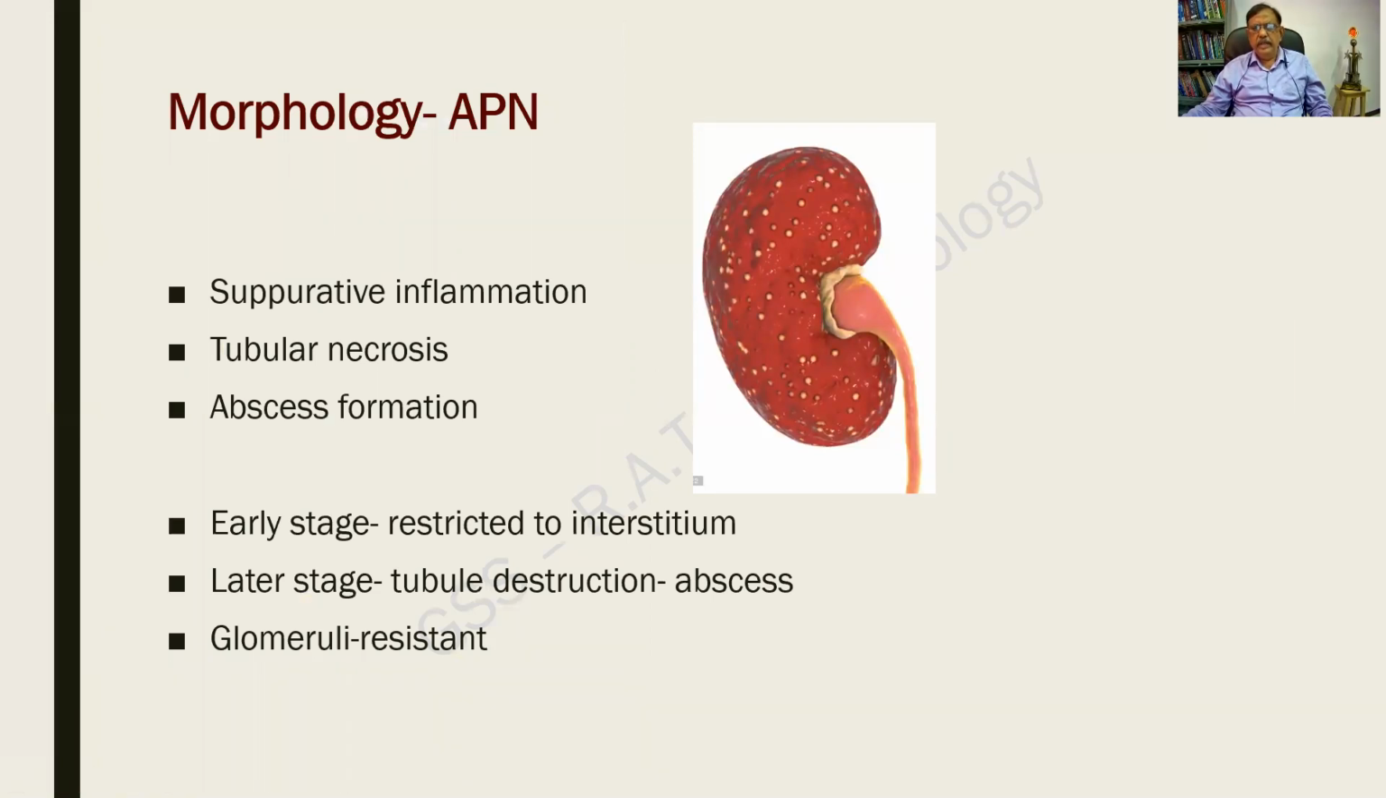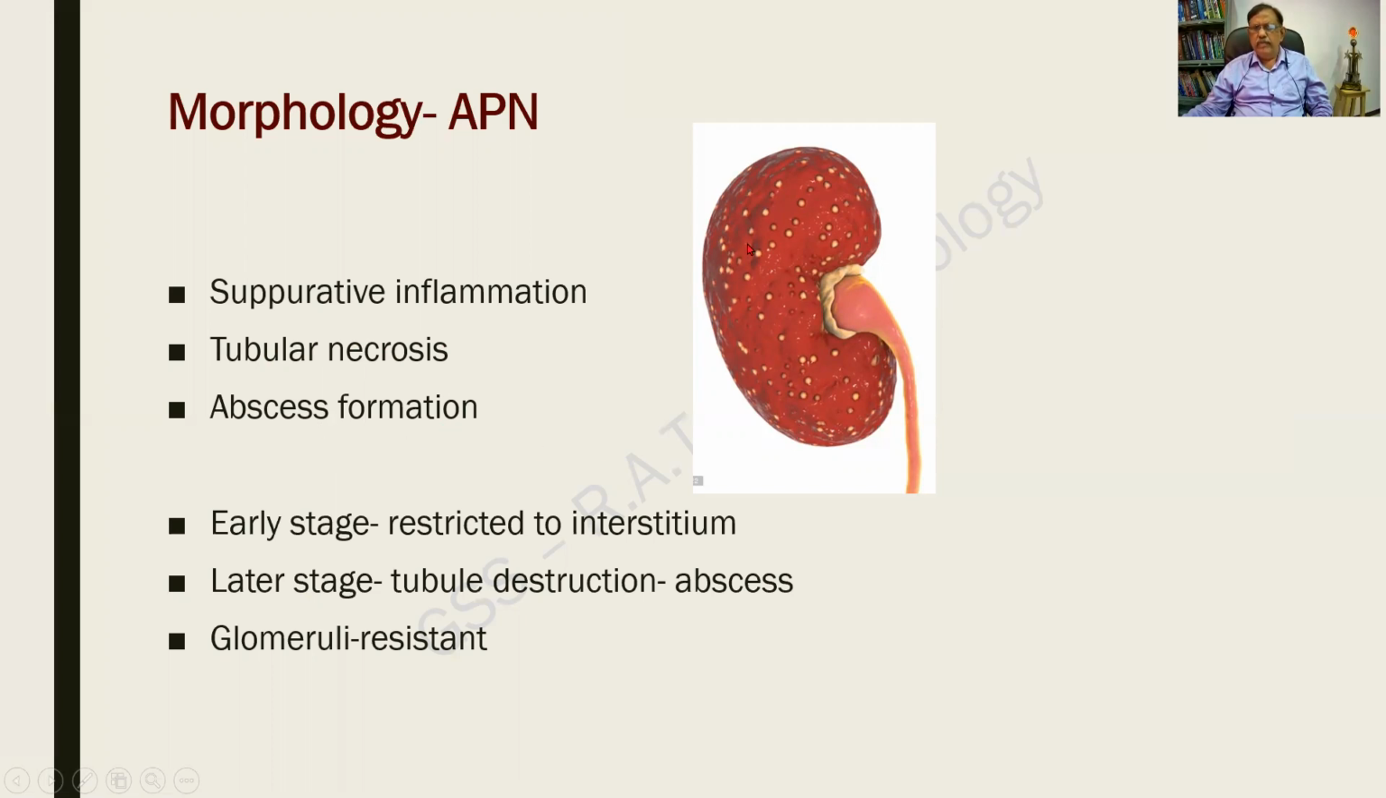As mentioned earlier, there are two types of pyelonephritis, namely acute and chronic. Acute is of a short duration, chronic is of a longer duration. In acute pyelonephritis, we get what is called a suppurative inflammation. Suppuration means there is a liquefactive type of necrosis and then there can be an abscess formation. There is a destruction of the tubules, tubular necrosis, and there can be peritubular abscess formation.